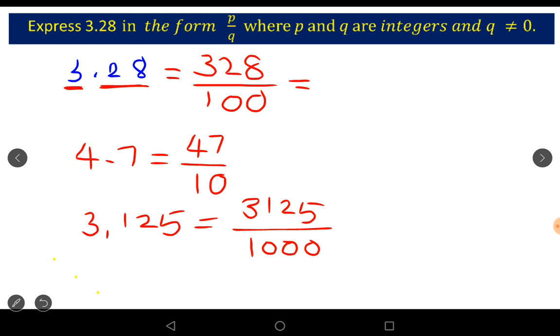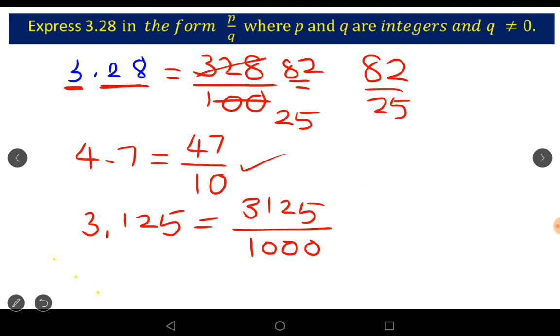After that, simplify, numerator and denominator cancel. The denominator can only be divided by 2 and 5, because 10, 100, 1000, these are multiples of 2 and 5. So divide by 2 and 5. The numerator is also divided by 2 and 5 only. So here 328 by 100, 4 eights are 32, 4 twos are 8. So the answer is 82 by 25. This is the p by q form. 47 by 10, 47 is not divisible by 2 and 5. So this is the answer.